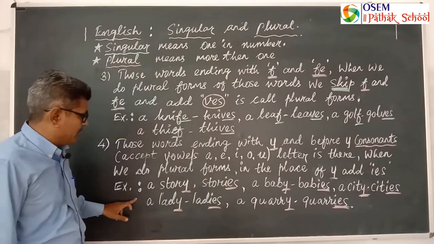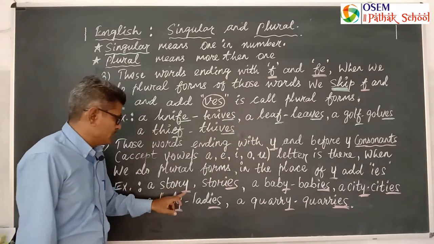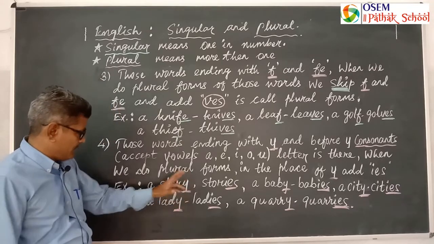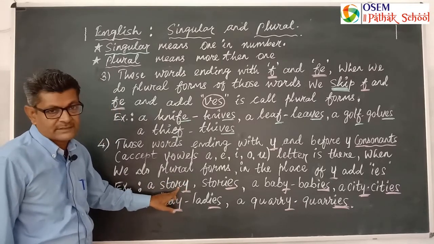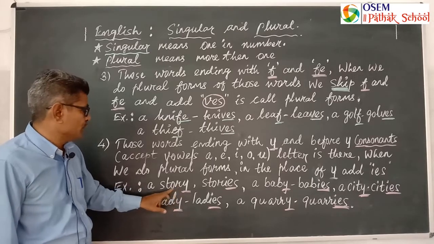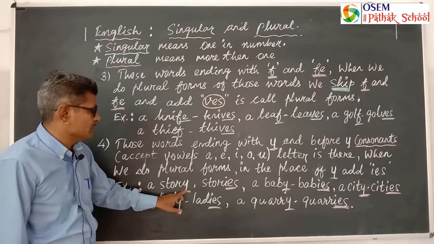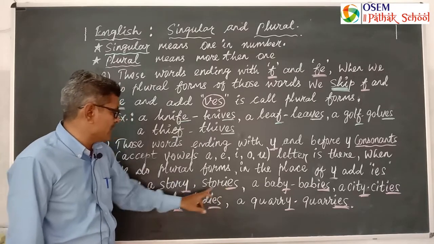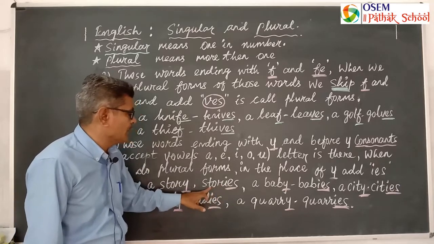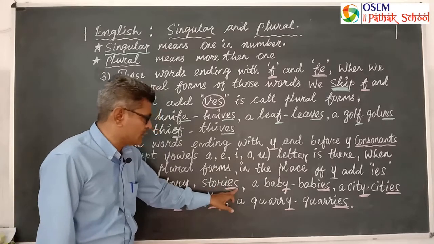So for example, a story. Story is ending with Y. Before Y, consonant is there, R. So S-T-O-R-Y. That's why I have to put I-E-S in the place of Y. So S-T-O-R-I-E-S, stories.